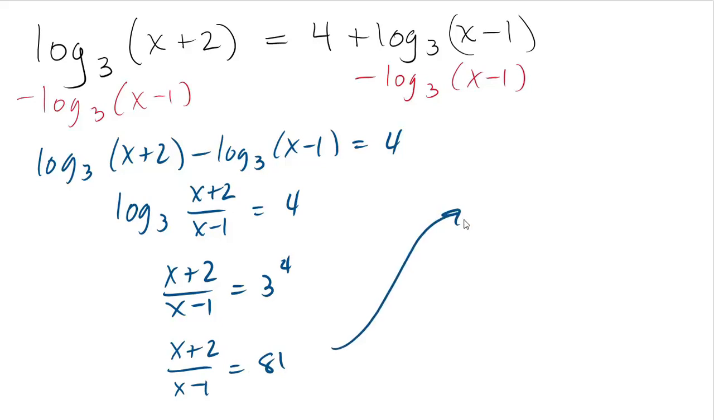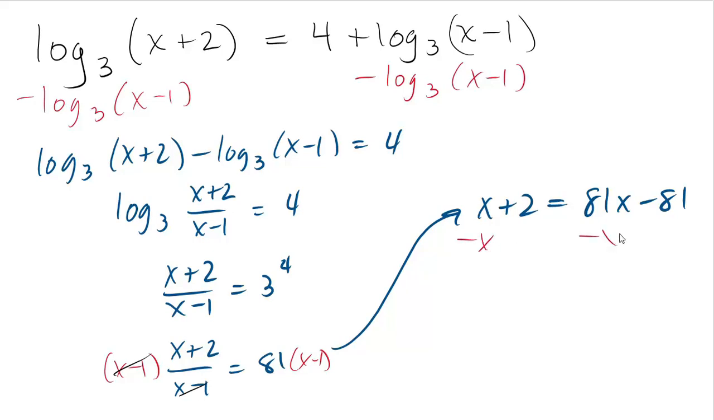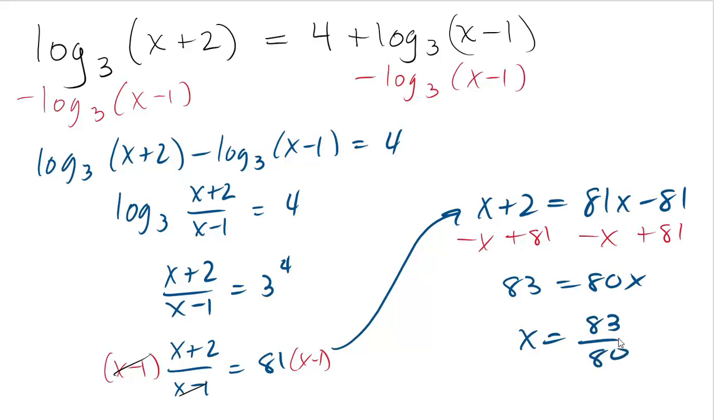Multiplying both sides by x minus 1, we cancel the denominators on the left side, leaving us with x plus 2. On the right side, we get 81x minus 81. And now we solve for x. I would subtract x from both sides and add 81 to both sides. So we get 83 equals 80x. Dividing both sides by 80, we get x equals 83 over 80.